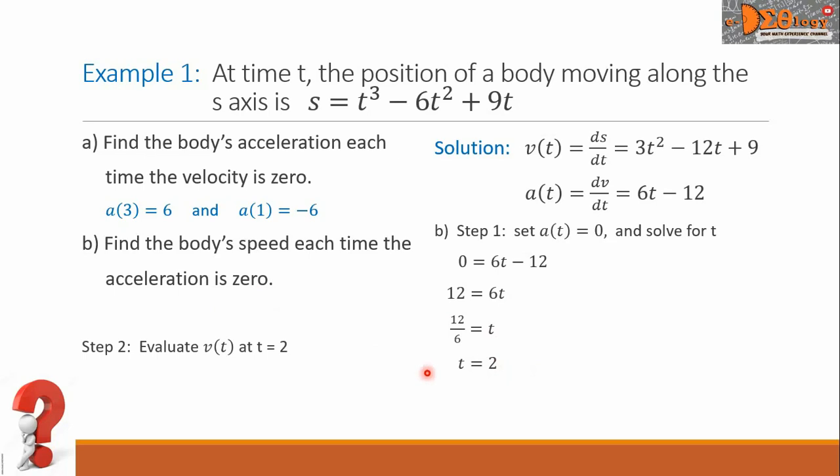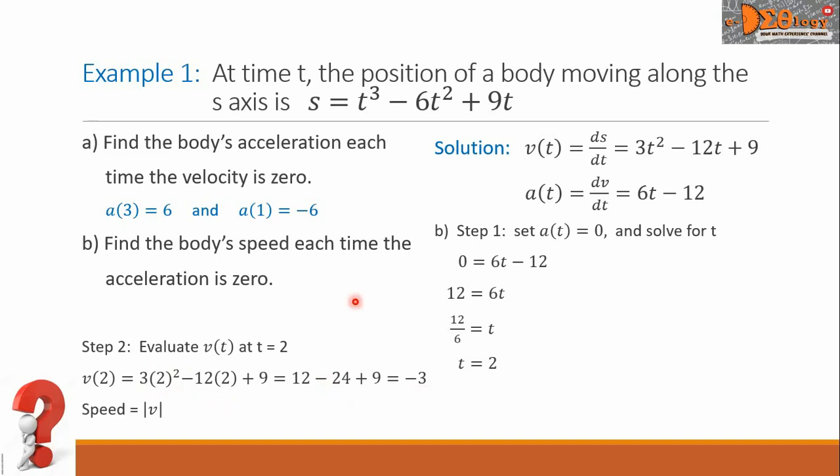Now for step 2, let us evaluate the velocity function at t equals 2. This value 2 is what we derived from step 1. So we have now v of 2 is equal to 3 times 2 squared minus 12 times 2 plus 9. Simplifying this, we have now 12 minus 24 plus 9. And the answer here is negative 3.